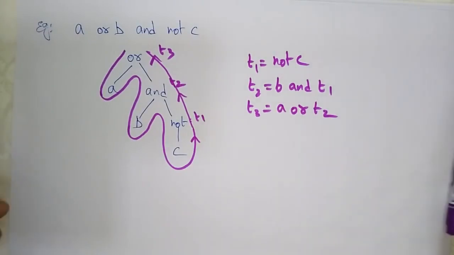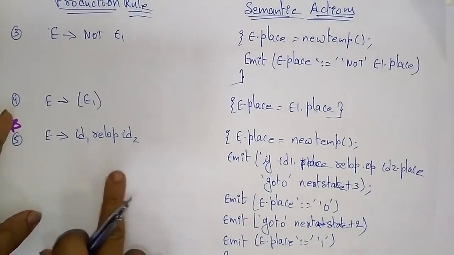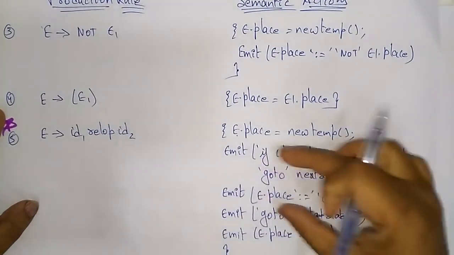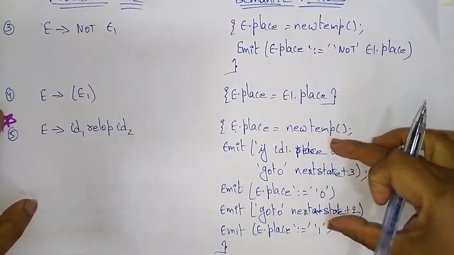Let's take another example. So in this example, let's take the relational operator. Let's explain the relational operator. So what is the relational operator production? The relational operator production is E determines ID1 relational operator ID2. So for this, if the production is like this, the action has to be performed.